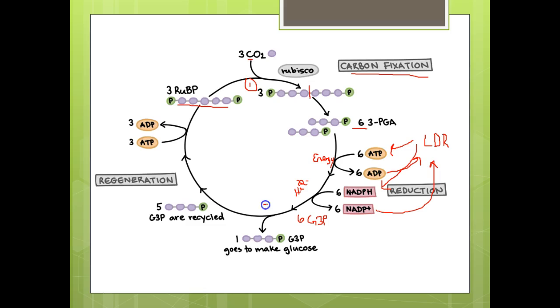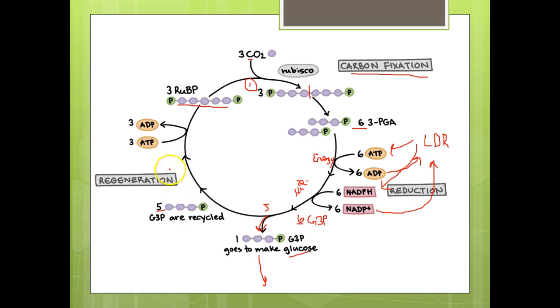In the 3rd step, we are going to remove a G3P. So 1 G3P comes out. Those will be the G3Ps that we use to make glucose. If you remove 1 from our 6 total G3Ps, you now have 5 G3Ps.